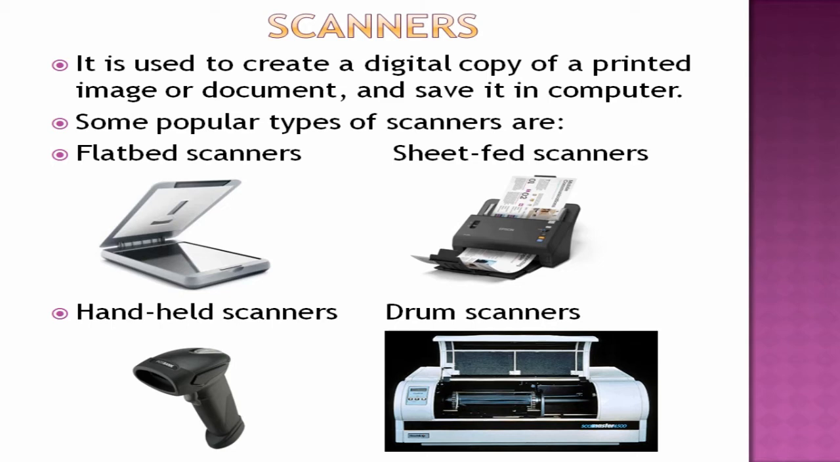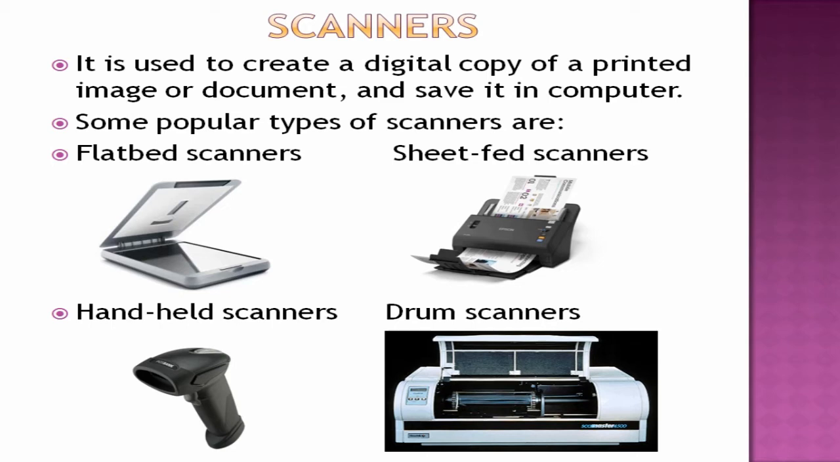Let's see some of the popular scanners: flatbed scanners, sheet fed scanners, handheld scanners, and drum scanners. Flatbed scanners consist of a flat surface on which you position the documents that ought to be scanned. Next is sheet fed scanners. By the name, you understand that the document is moved and the scan head remains immobile. It will not move, only the document moves and gets scanned.